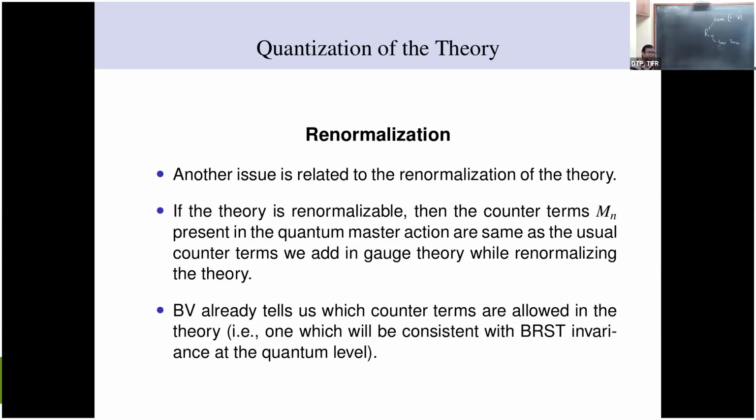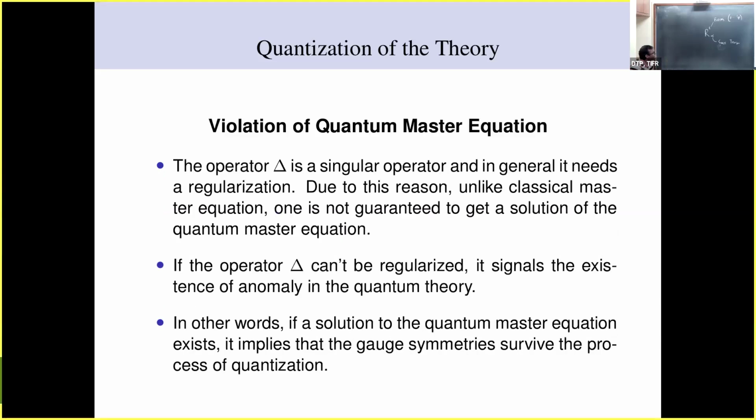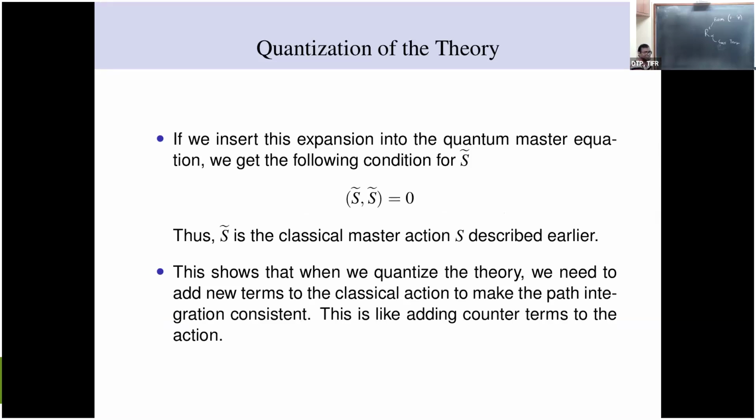I was asking because in the previous slide you wrote that if you can't renormalize delta, it's not. Yes. It's because if you cannot find any scheme where you can regularize this operator, it means the solution of this quantum master equation does not exist, which means there is no regularization scheme which will preserve your symmetry at the quantum level. So that is already present in this quantum master equation.